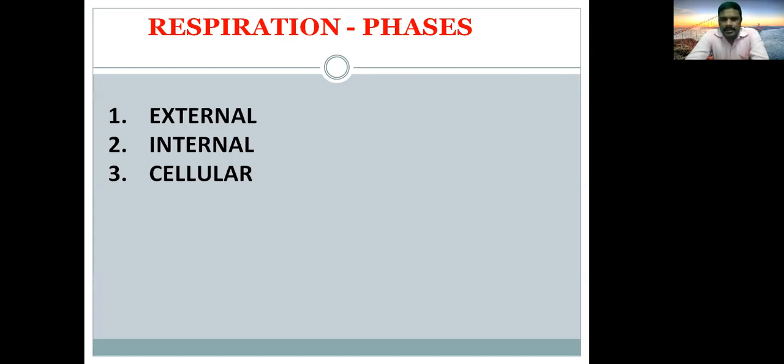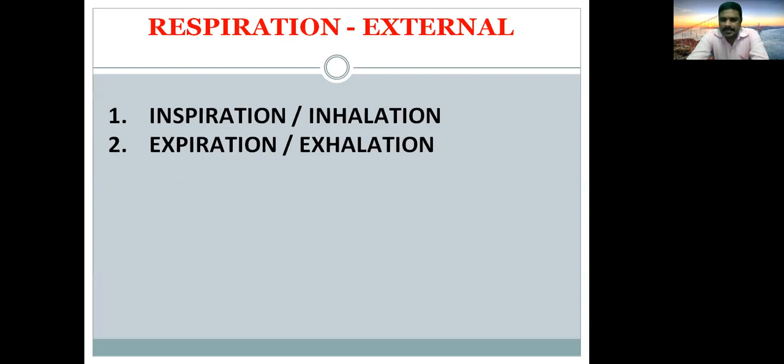So coming to the respiration phases, respiration, as we have already seen, is the process of liberation of energy, which involves three phases. They are external respiration, internal respiration, and cellular respiration. Now let us see these three phases one by one in detail. The first one is external respiration. External respiration involves two phases. One is inspiration, also called inhalation. Another is expiration, also known as exhalation.